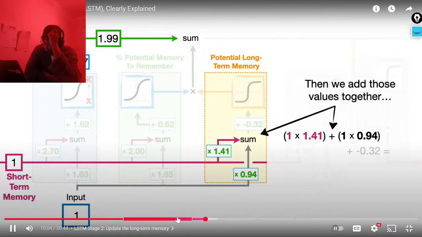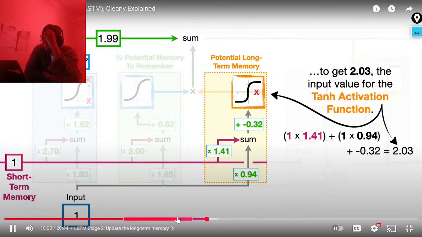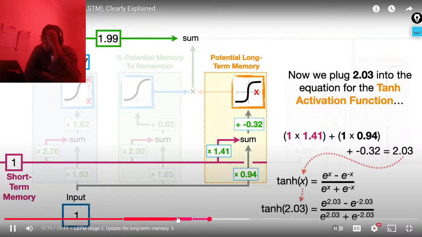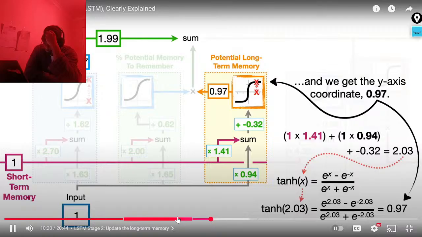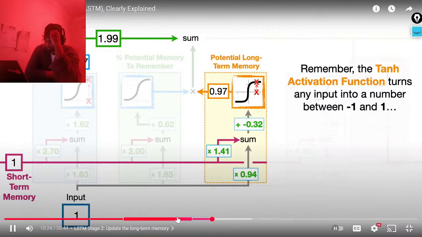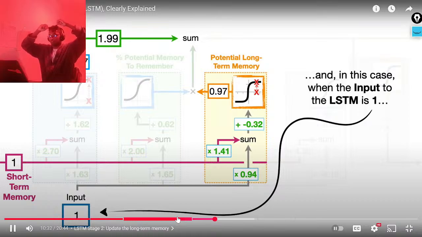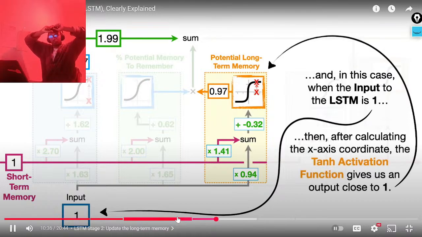Then we add those values together and add a bias term to get 2.03, the input value for the tanh activation function. Now we plug 2.03 into the equation for the tanh activation function, and we get the y-axis coordinate, 0.97. Remember, the tanh activation function turns any input into a number between -1 and 1. And, in this case, when the input to the LSTM is 1, then, after calculating the x-axis coordinate, the tanh activation function gives us an output close to 1.